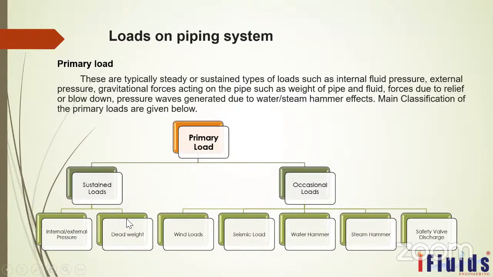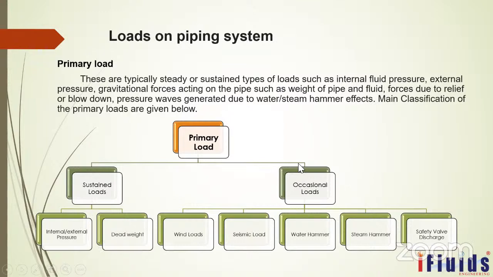Second one is dead weight. Dead weight means nothing but the self weight of the pipe, that is, including the piping's own weight. We will say pipe in kg per meter. If it is a 1 inch size pipe, based on the thickness of the pipe, it will vary how many kg per meter it will be. Same like that. That is the dead weight, including the fittings, valves, and the insulation. These are all the constant weights which will not vary during the operation. This is called sustained loads.